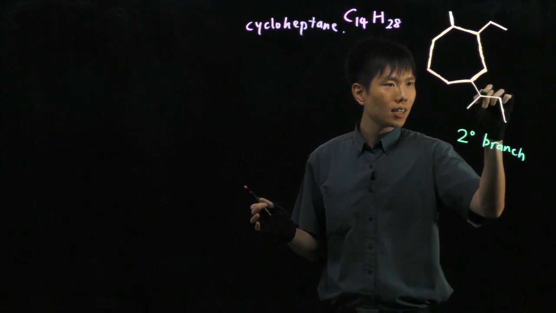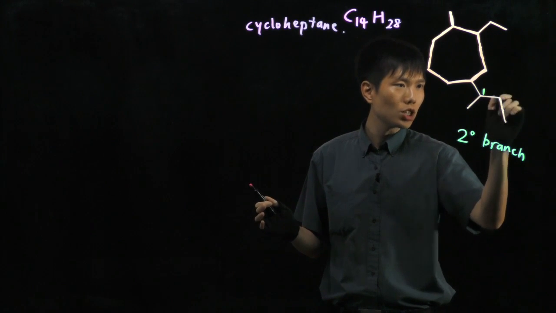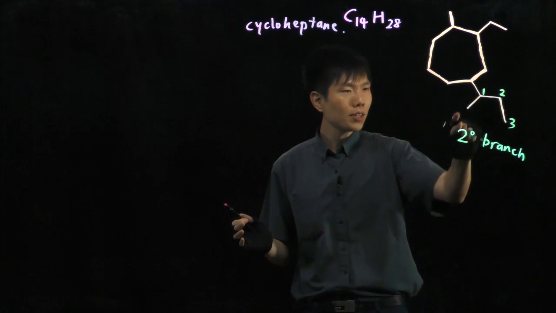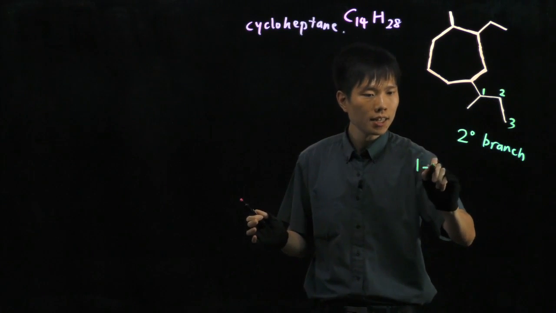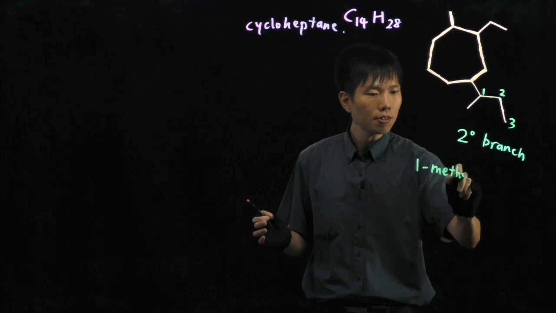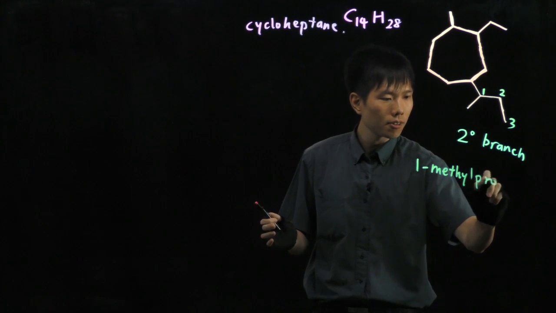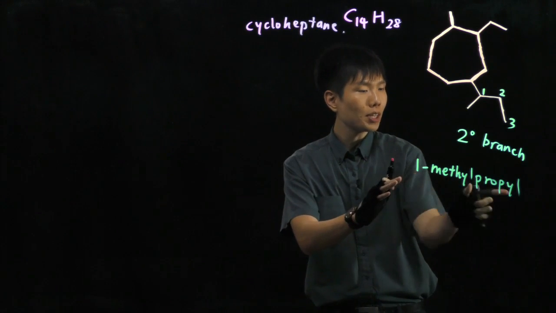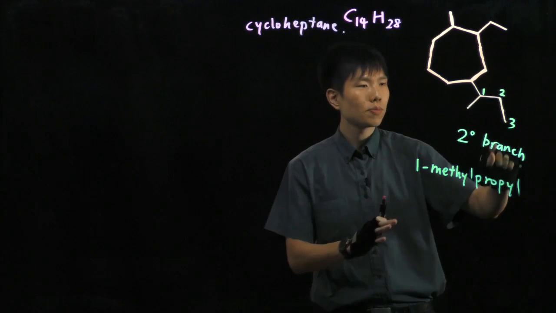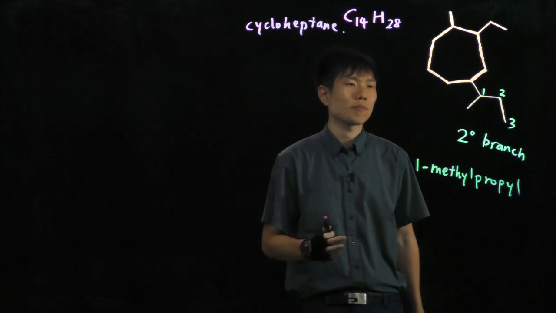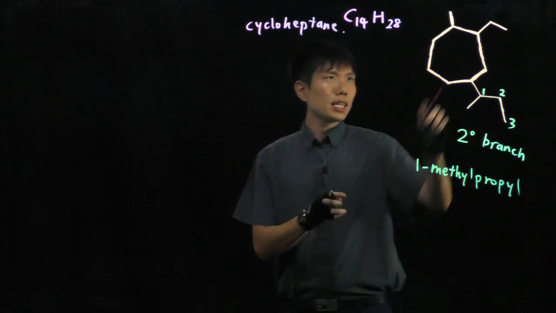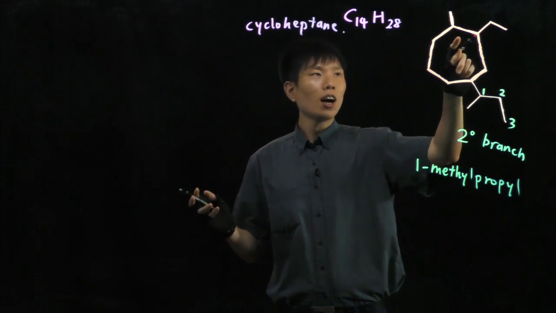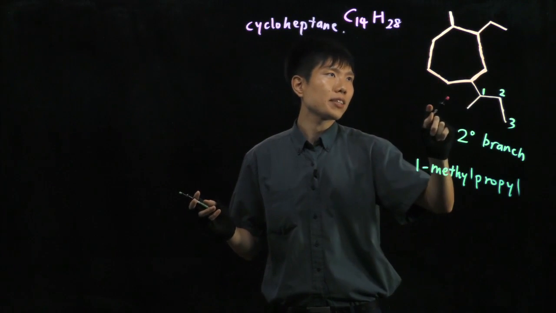This carbon here is number 1 of the first branch, this is number 2, and this is number 3. So this whole fragment will be called 1-methylpropyl. This means we have a methyl group attached to the first carbon of a propyl group in the primary branch. Ethyl and methyl. So what about the numbering on the parent chain in the cycloheptane?